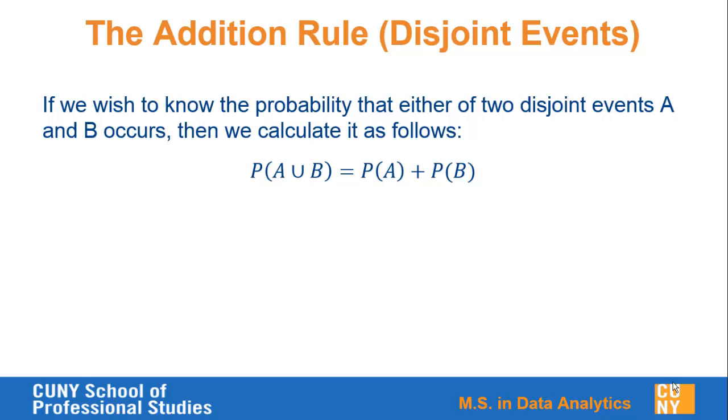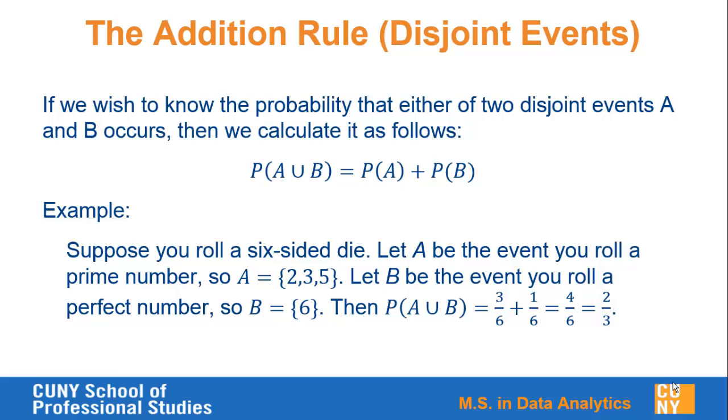If we wish to know what the probability is that at least one of our events occurs, A or B, and we express that as the probability of A union B, then for disjoint events we just add the probabilities of the individual events. So again, for our six-sided die, the probability that we roll a prime number is 3 out of 6. The probability that we roll a perfect number is 1 out of 6, and so we add those together to get 4 out of 6, or 2/3, for the probability that we roll either a prime or a perfect number.